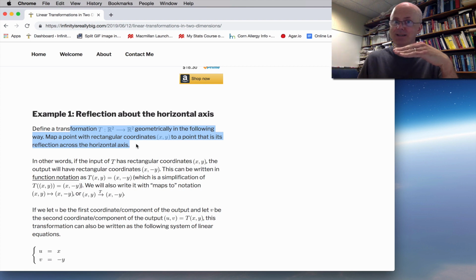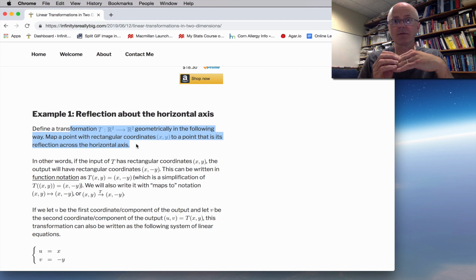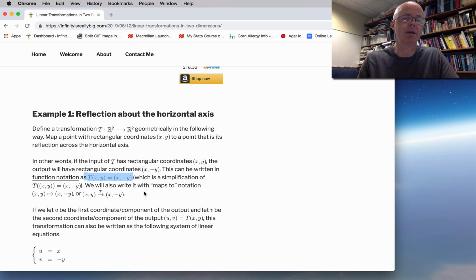If its second coordinate is initially negative, for the input, the output is going to have a second coordinate that is positive. If a point starts out on the axis, it's got a 0 second coordinate, it stays where it is. It gets mapped to itself. That's sometimes called a fixed point of the mapping. More notation here, including what is called function notation: T of (x, y) equals (x, negative y). That's the formula for this function.